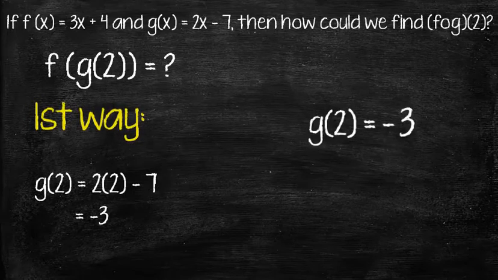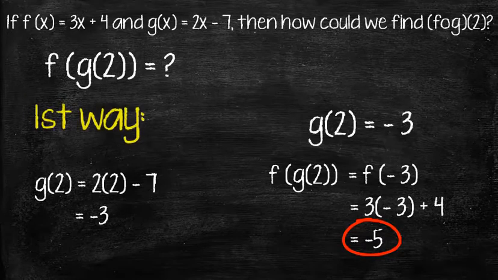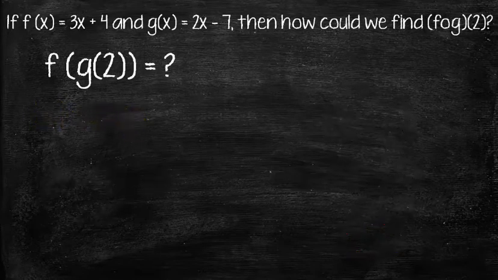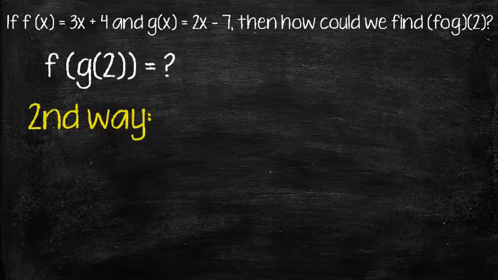Now we use g of 2 is equal to negative 3 as the input for f. If we substitute negative 3 to f, f of negative 3 is equal to negative 5. Thus, f of g of 2 is equal to negative 5. A second way would be to solve for f of g of x directly.